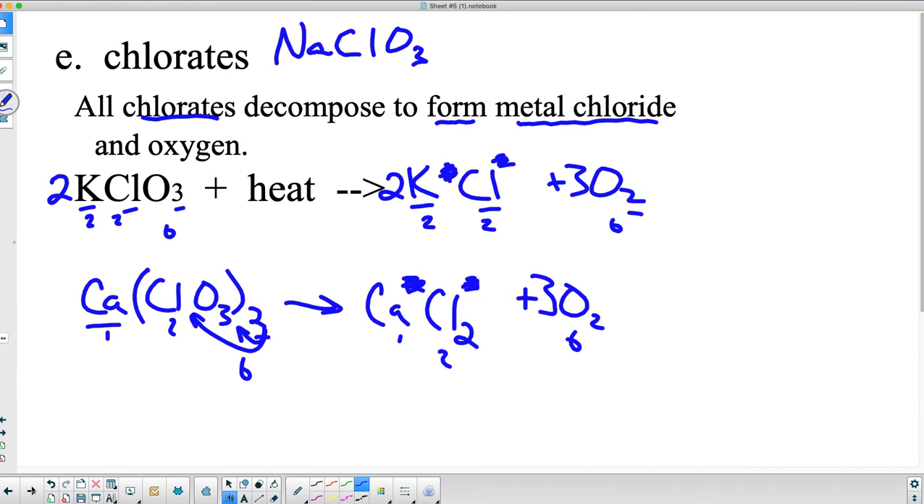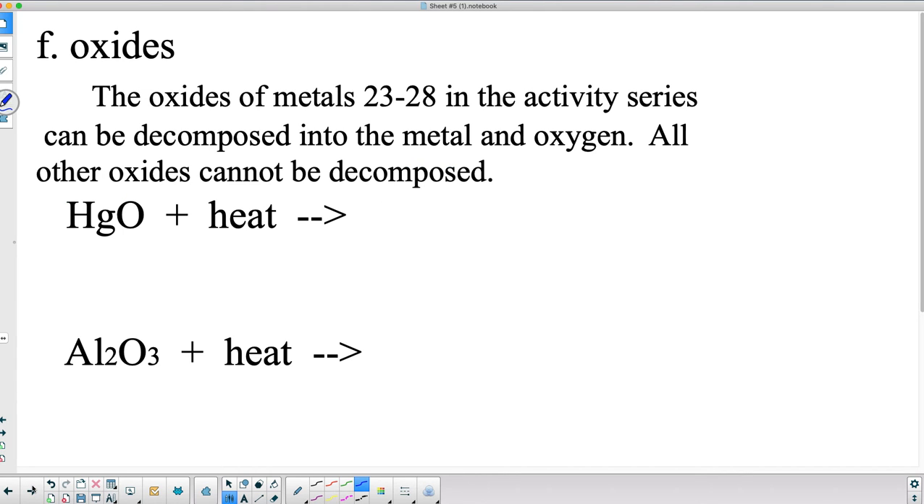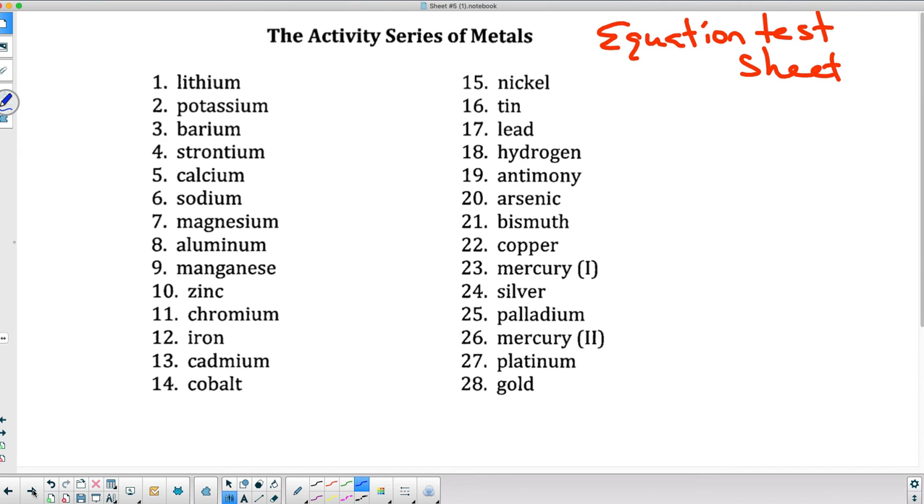Now let's move to oxides. The oxides of metals 23 through 28 in the activity series can be decomposed into the metal and oxygen. Now I'm sure you're asking yourself, what is the activity series? Well, the activity series is a list of metals from the most reactive to the least reactive. And metals 23 through 28 are the least reactive. And here's that list, so you can see it.